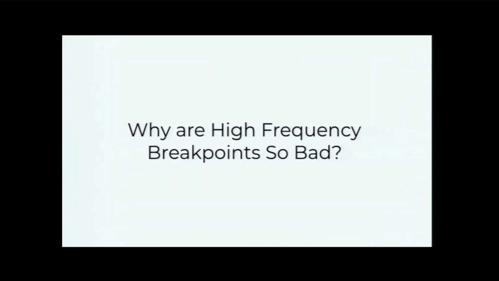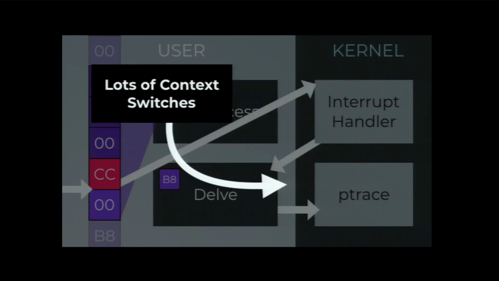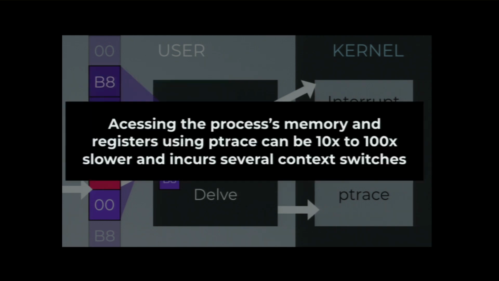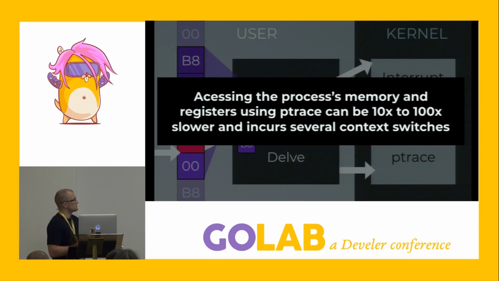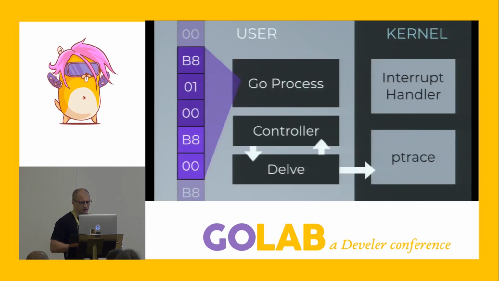So why are high-frequency breakpoints so bad? Well, there's a lot of I/O to transfer state between the controller and Delve. It's talking JSON RPC. You have to marshal messages and do I/O. A lot of context switches there. There's context switching just in the machinery of ptrace in order to intercept these instructions. So that has a lot of overhead. Additionally, accessing memory using ptrace is really slow. It can take up to 100 times slower than normal memory access. So that's not ideal. So can we do better?